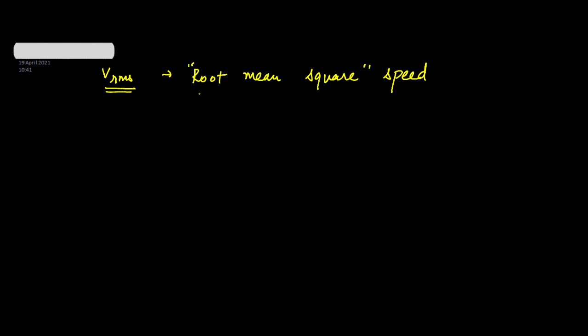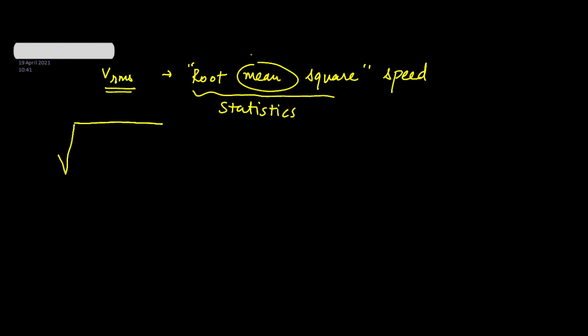Basically this term comes from statistics. You all can see the screen, right? This term comes from statistics. So let's first calculate what is the meaning of root mean square. First of all, it says that you have to take a root of the mean, that is average. Root of the average of what? Average of square. Root of average of square.